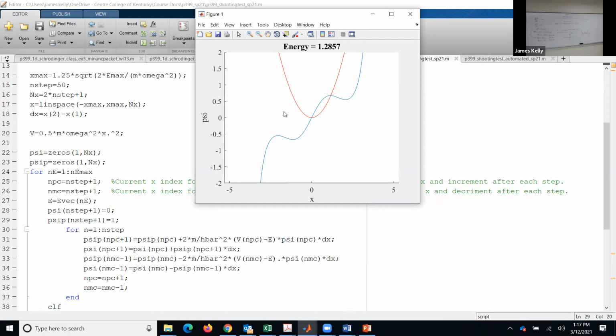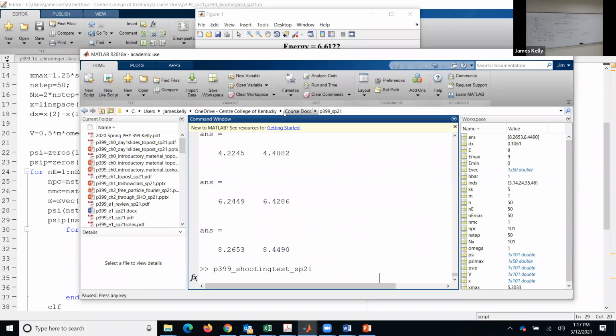Anti-symmetric, still diverging to plus or minus infinity on both sides. But at some point, the arms flip. So again, there is a range of E's that I could search more delicately for an energy eigenvalue. And as I just hold this down, we see it sort of developing that way. So that's my initial stab at a code.